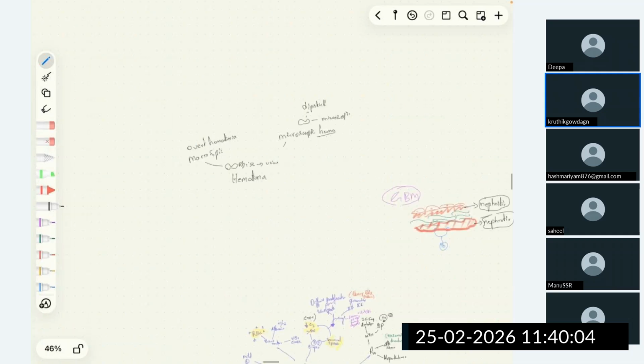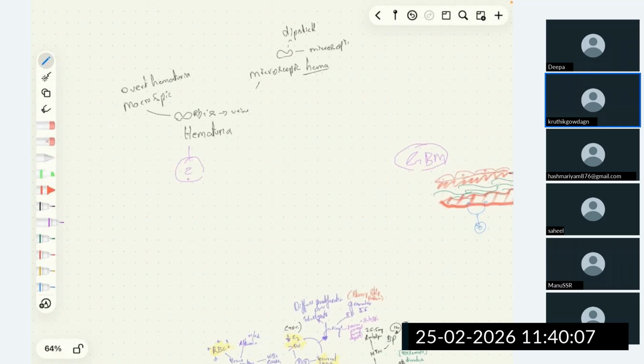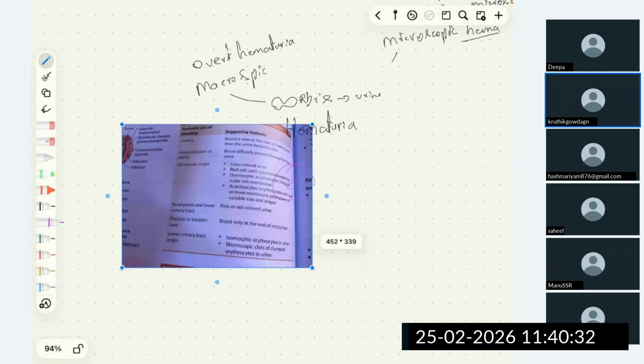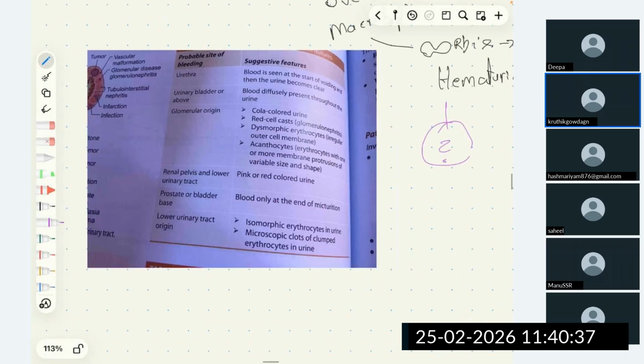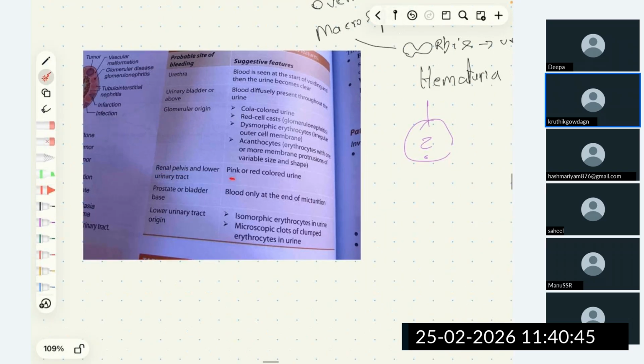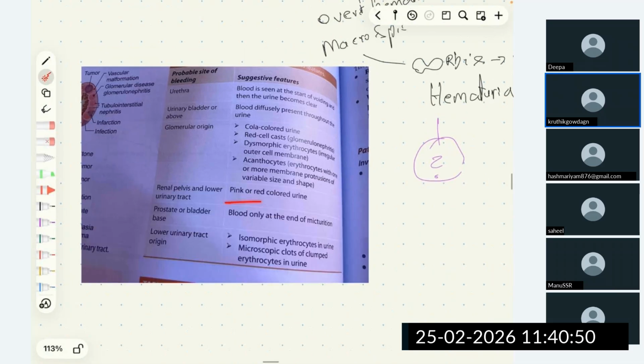Now, what are the causes of hematuria? The causes of hematuria are pretty straightforward. Based on the site of bleeding, we can classify the causes of hematuria. Hematuria may be due to involvement of the renal pelvis or lower urinary tract, where pink or red colored urine is seen. It may also be due to involvement of the ureters.